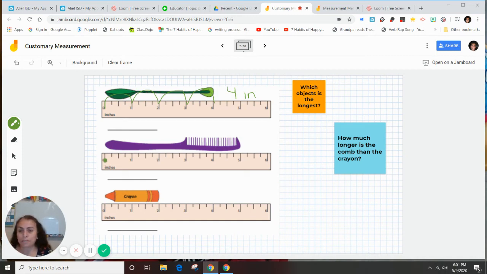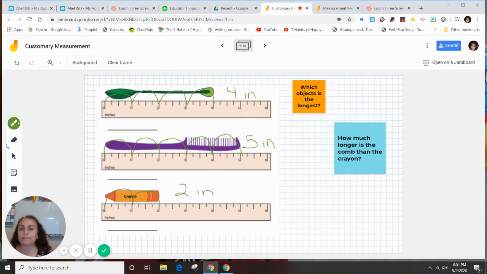Then I'm going to make sure I start on 0 again, and I'm going to go 1, 2, 3, 4, and 5. So the comb is 5 inches long. And my last one is a crayon. I'm starting from 0. Yes, 1 and 2. Even if I am not starting from 0, I'm counting my jumps so that I can be sure that what I'm measuring is the right measurement.